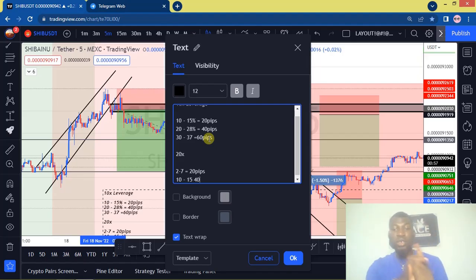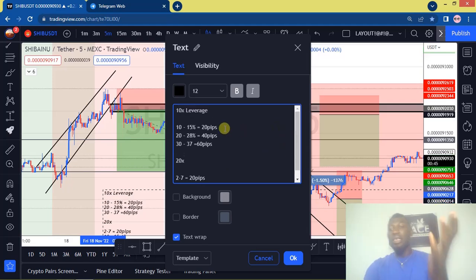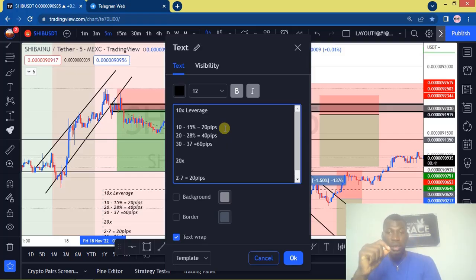The 3 ways to calculate pips, just to recap. Number 1, using the long and short bar. The second one is using the price range bar. The third is this simple mathematical method, which is 10 to 15% for 20 pips. And always, to be on the safe side, remember the market doesn't belong to anyone. It depends on you.